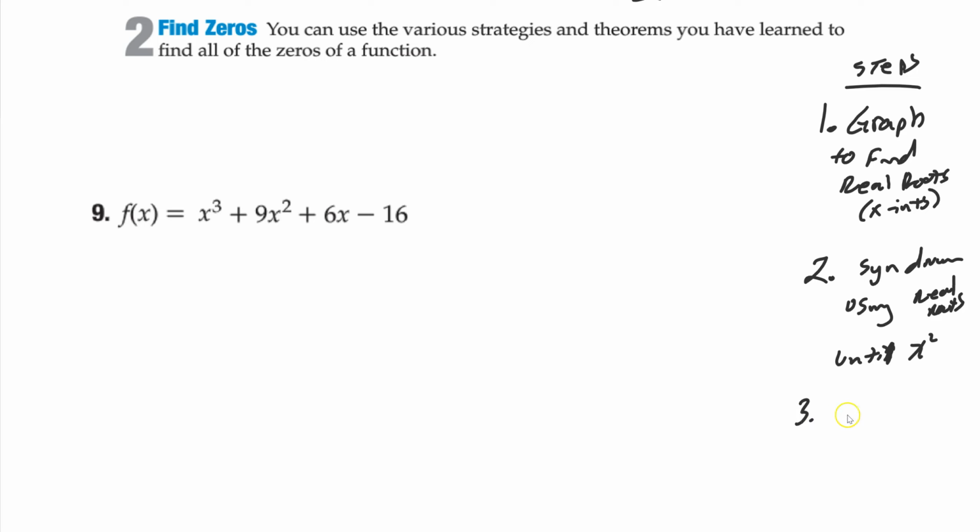And then once we do that, we either factor and solve, or use the quadratic formula. That's why we go down to x squared, because we can't use the quadratic formula until we get x squared. And the easiest way to factor is into x squared also. So that's going to be our process.